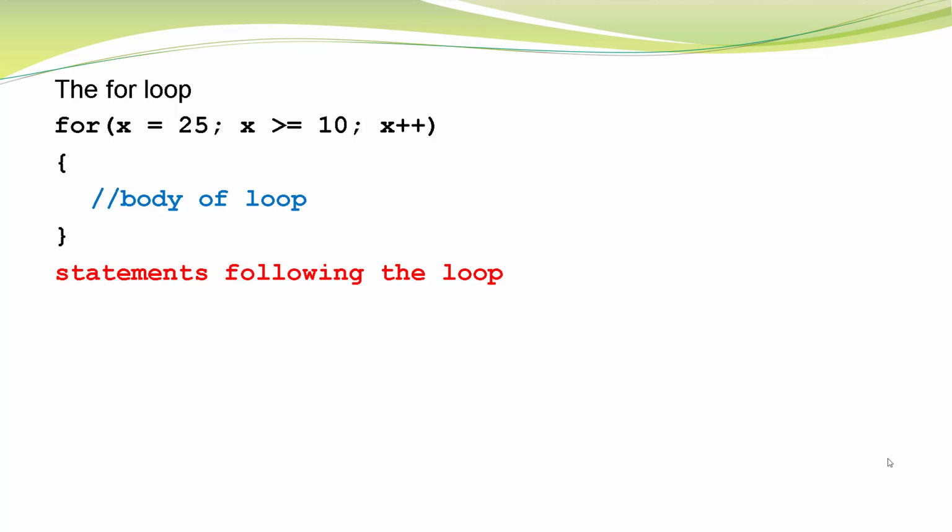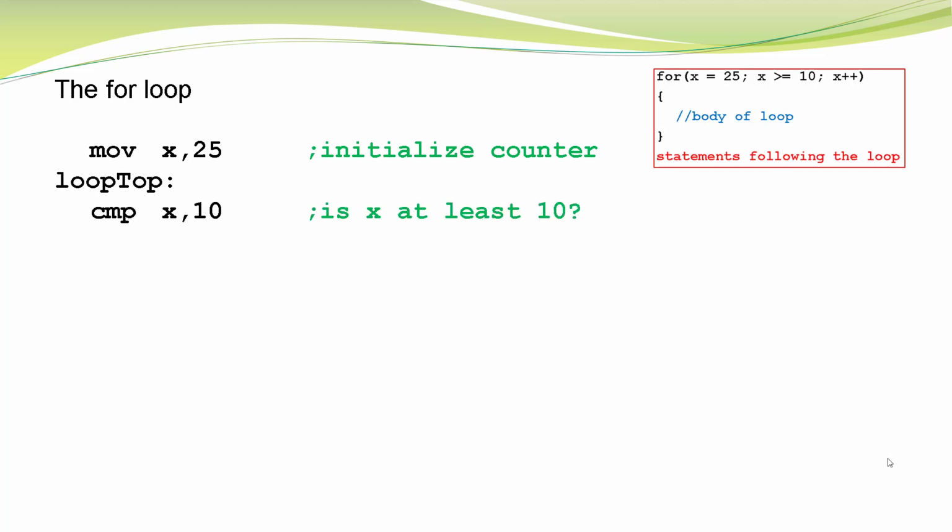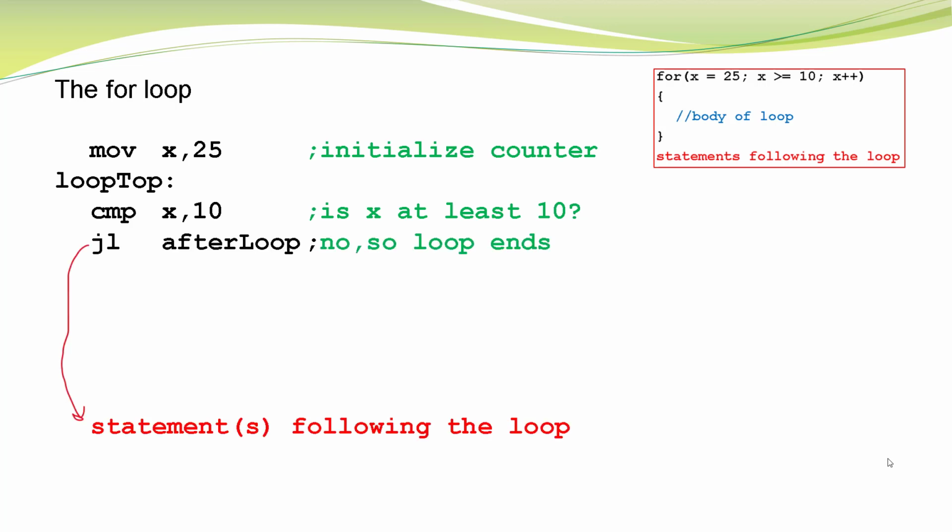Now you know we're going to have to translate this to assembly, so let's do that. Let's go through the 4 parts. First, initialize the counter to 25. Then, like with the while loop, we're going to put a label to mark the top of the loop. Second part, we do the comparison. That is, we check the condition. Here, we're checking to see if x is at least as big as 10. Now, if it's lower than 10, we jump out of the loop to the statements that follow.